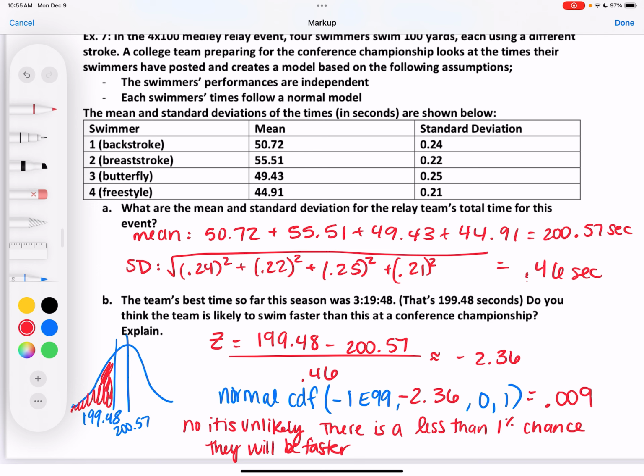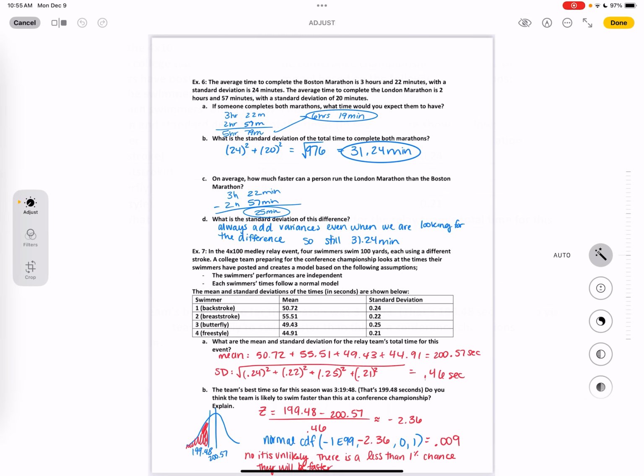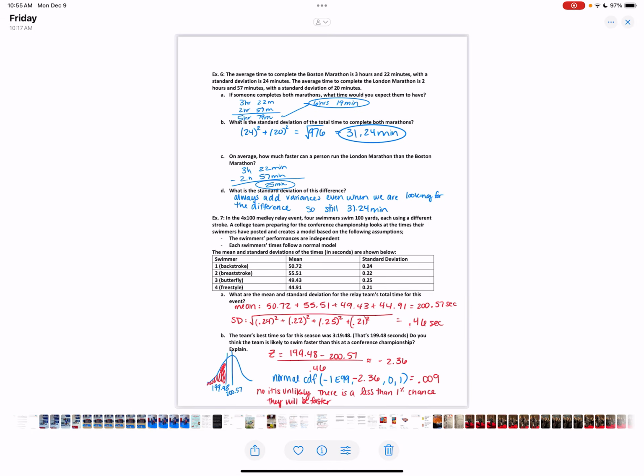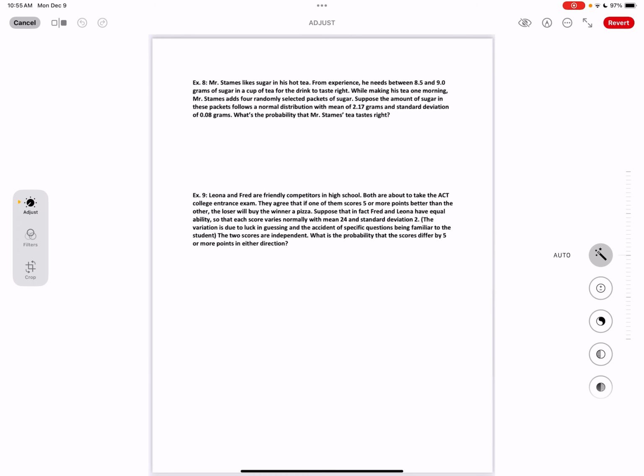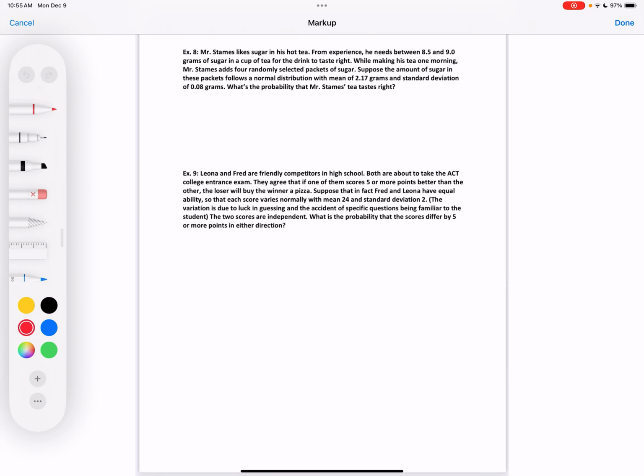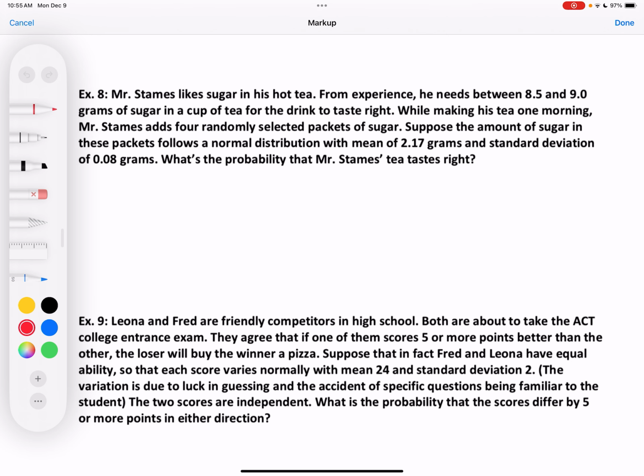All right, the next one, and I normally skip 9, so we'll probably just do 8 on this one. Mr. Stames likes sugar in his hot tea. From experience, he needs between 8.5 and 9 grams of sugar in a cup of tea for the drink to taste right. While making his tea one morning, Mr. Stames adds 4 randomly selected packets of sugar. Suppose the amount of sugar in these packets allows for a normal distribution with a mean of 2.17 grams and a standard deviation of 0.08 grams. What is the probability that his tea tastes right?